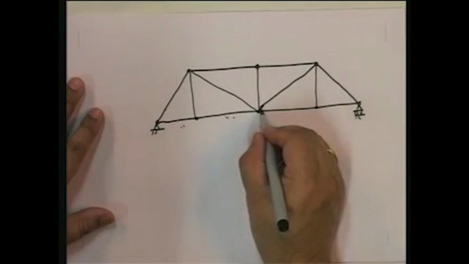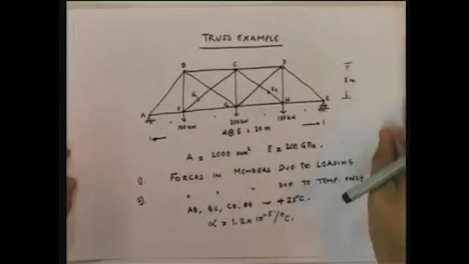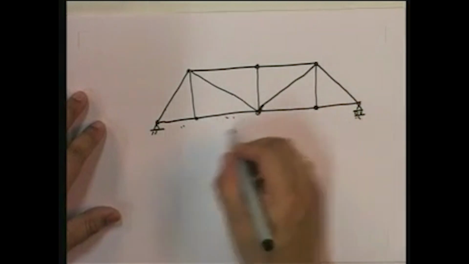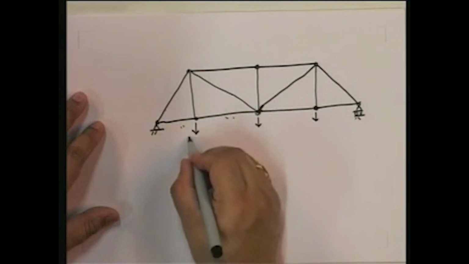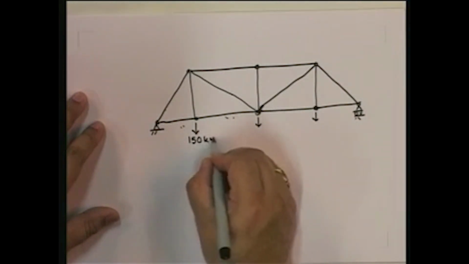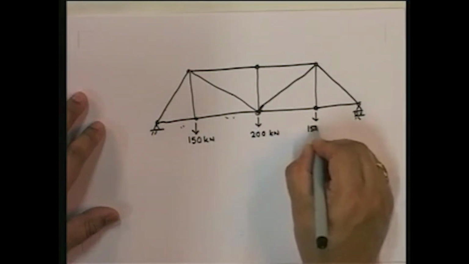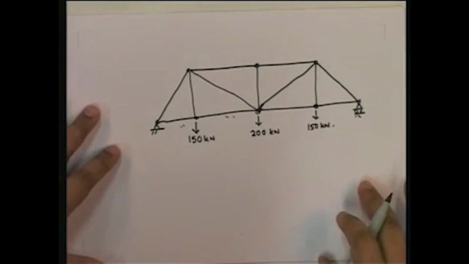Okay, and now I'm solving the first part of the problem, which is forces in the members due to loading. So let us look at that. Let us put the loading. 150, 200, 150. Okay, so this is the loading. Now, since this is a statically determinate structure, I need to find out all the forces in all the members due to the loading alone.